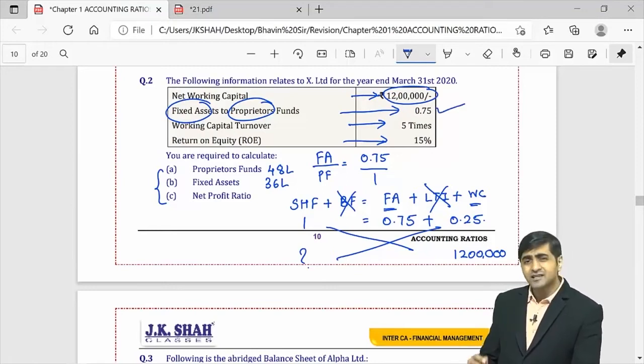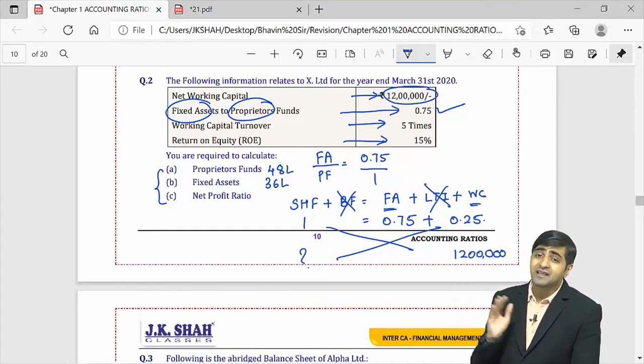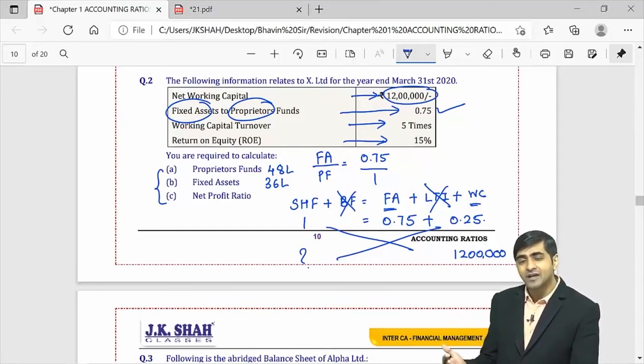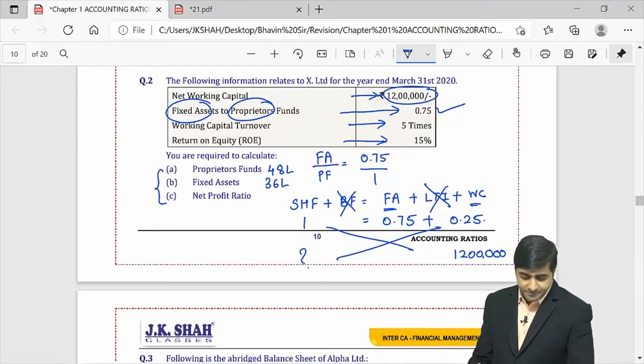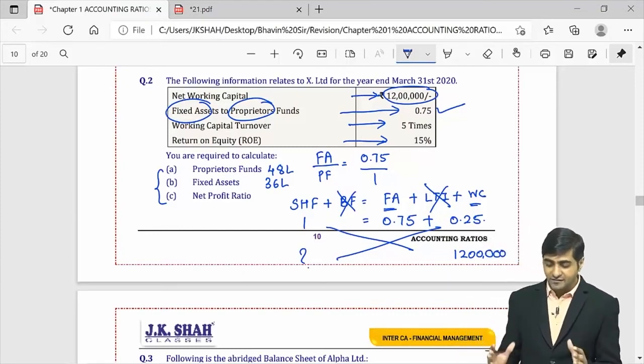Okay, so you can just understand and conclude like this: if fixed assets to proprietors funds is 75%, so out of 1 rupee of your proprietors funds, 0.75 gets blocked in your fixed assets, then obviously your balance 25% or 0.25 will be forming part of your working capital. And then we can gross it up to calculate the amount of the total proprietors funds.